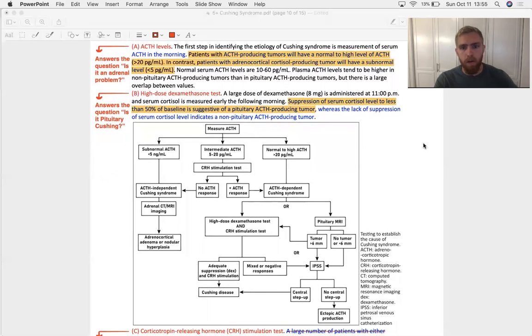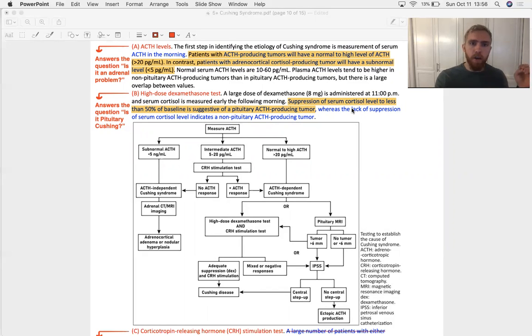Now, after you get your 24-hour urine cortisol and you confirm your suspicions for Cushing, another good test to do right off the bat is serum adrenocorticotropic hormone first thing in the morning. Patients with primary adrenocortical Cushings, meaning that they have a tumor in their adrenal gland that is making cortisol autonomously. Remember, those adrenal tumors do not respond to ACTH.